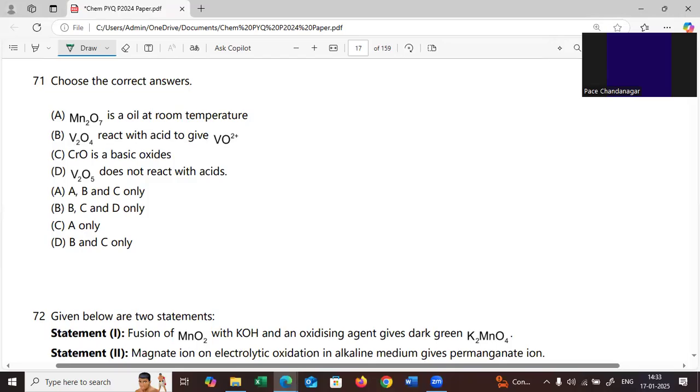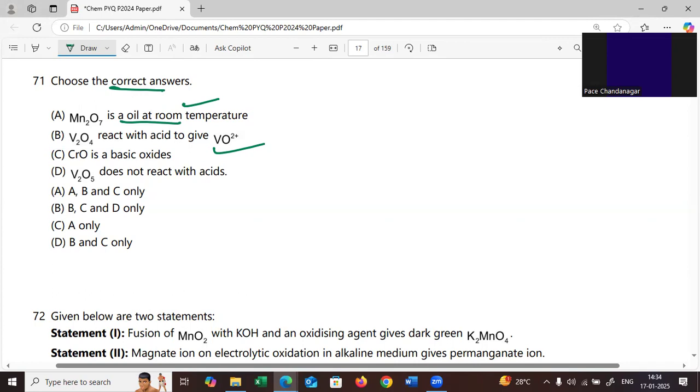Next, question number 71. Choose the correct answers. Okay. A is Mn2O7 is oil at room temperature. Yes. Then V2O4 reacts with acids to give VO2+. Yes, this is all analytical chemistry kind of questions. Then you have CrO is basic oxide. Is that true? A, B is correct, definitely yes.